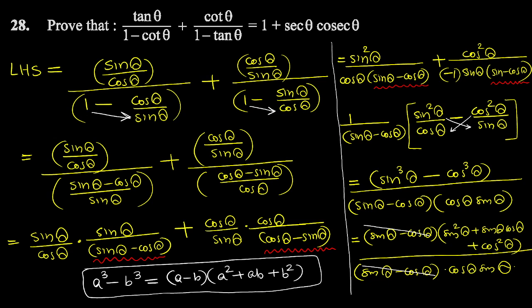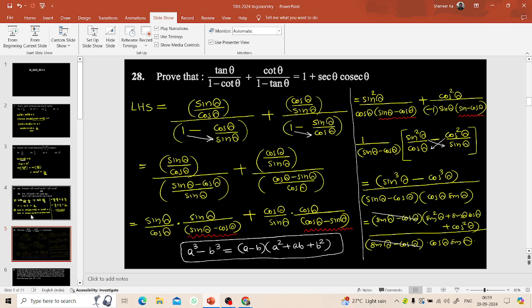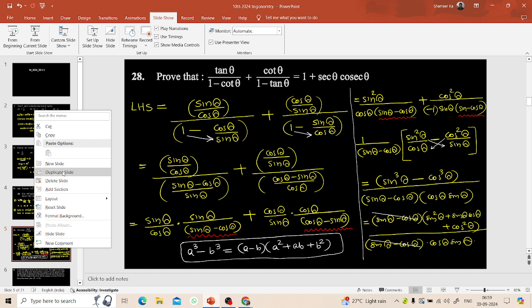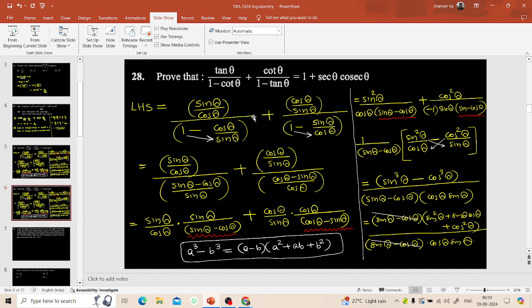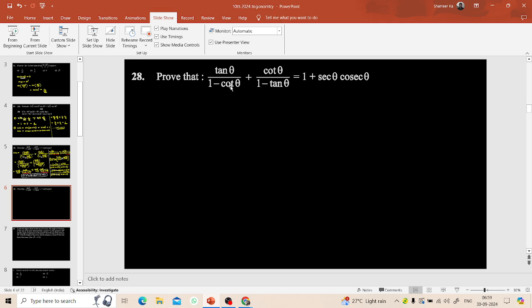Amira, have you understood all these steps? Yes, sir. Okay, so let me go to next page. A few more steps are there. 2 or 3 steps are pending. Duplication is not required. 1 minute. It's a continuation of the previous question.